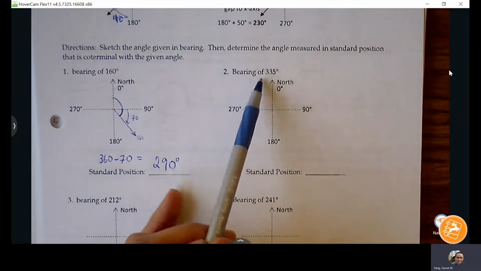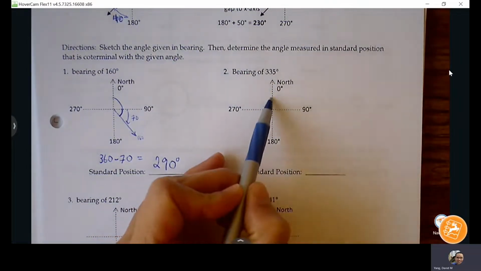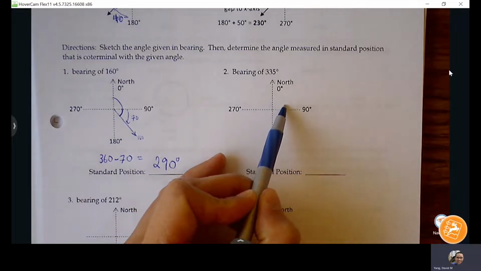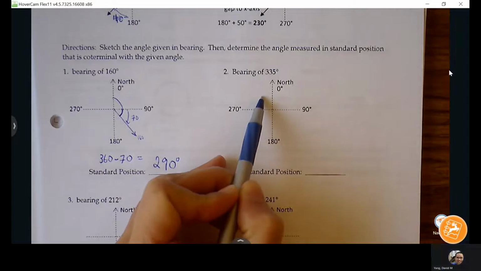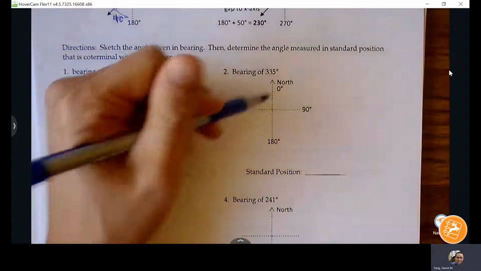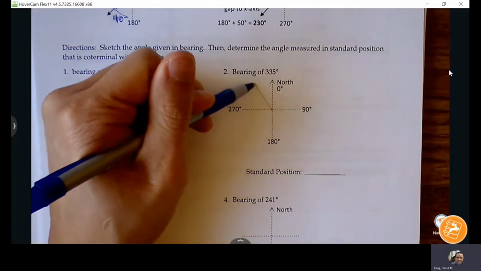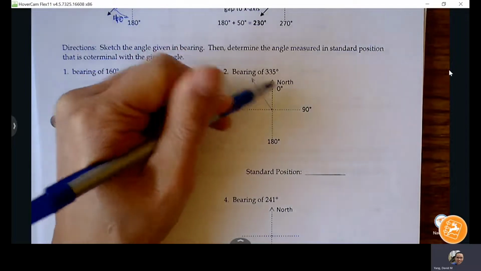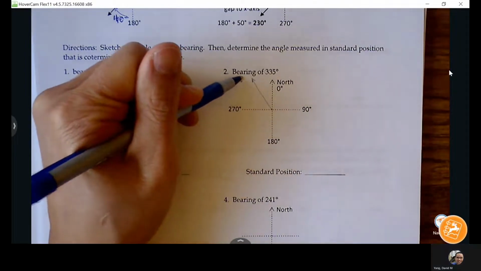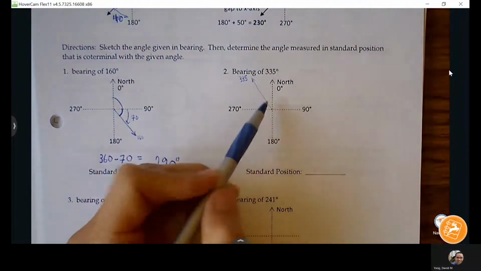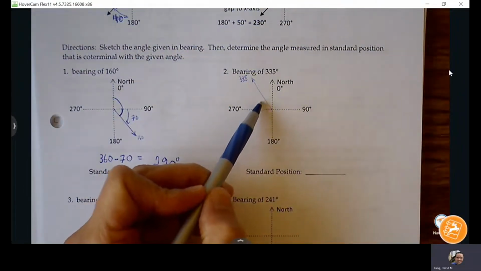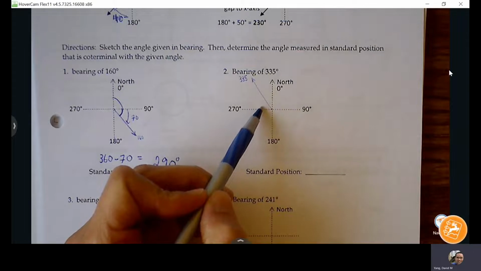Okay, bearing of 335. So that means we're just going to 90, 180, 270, 335. We know it's going to be somewhere in this fourth quadrant. Oh, sorry, somewhere in the second quadrant here. And then 335 minus 270.